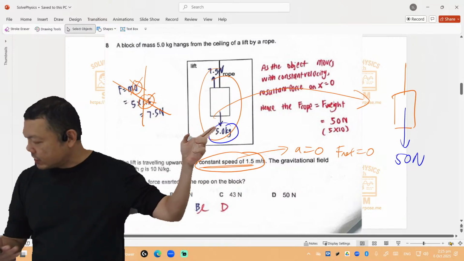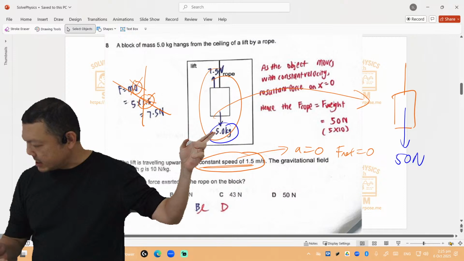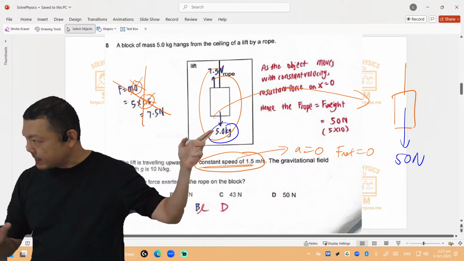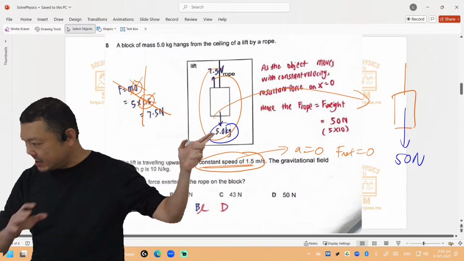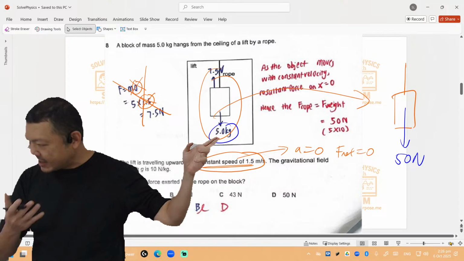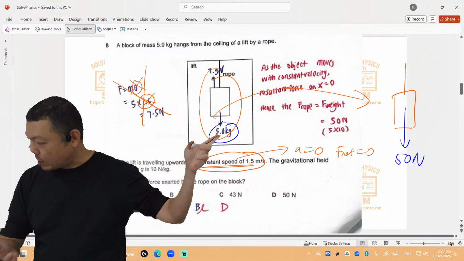But why is it wrong to draw an arrow and then write 5 kg there? I mean, apart from the fact that it's 50 newtons. Because 5 kg is mass. Mass is not a force. Drawing an arrow and showing 5 kg is a classic case of not knowing the difference between mass and weight. Okay?